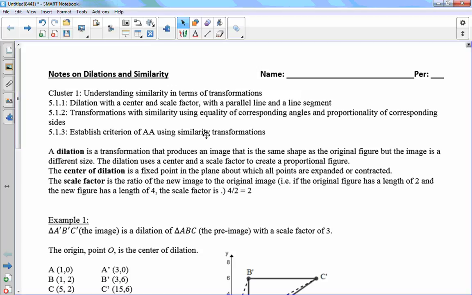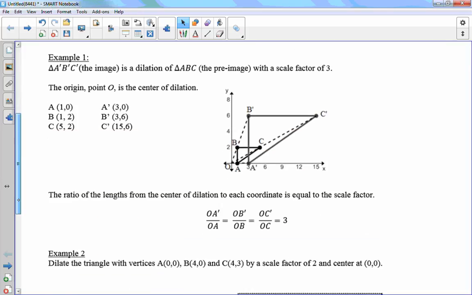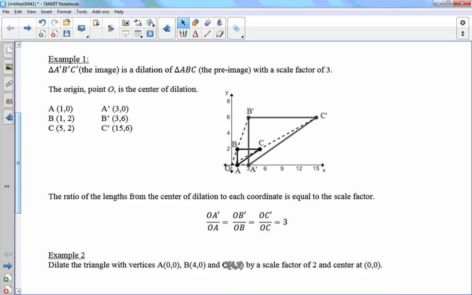Okay. So dilation has a center and scale factor with a parallel line and line segment. Let's skip to the bottom actually, since you already have the video. Example 1. A prime, B prime, C prime is the dilation. So that's the one that's been changed. It's not the original.